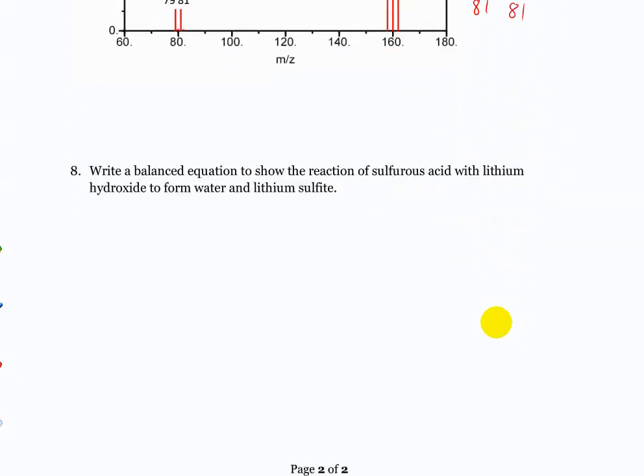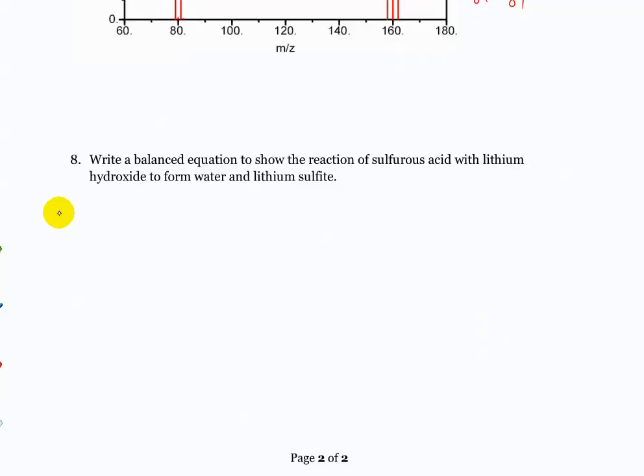And then finally, balanced equation to show the reaction of sulfurous acid with lithium hydroxide to form water and lithium sulfate, which of course the balancing is great, but really this is a question about naming. Can you actually write down the right formulas for these things? So sulfurous acid is H2SO3. And we're going to assume that that's probably dissolved in water, probably aqueous. And that's reacting with lithium hydroxide, which is LiOH, in solution, and that forms water and lithium sulfite.